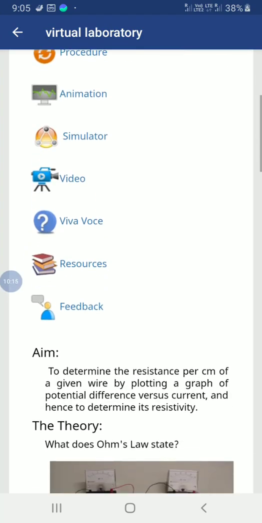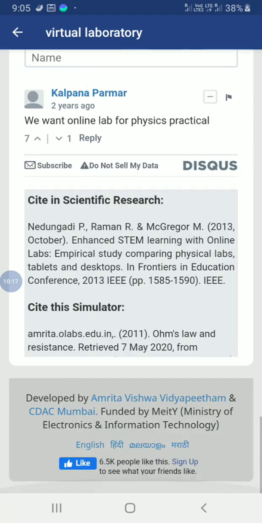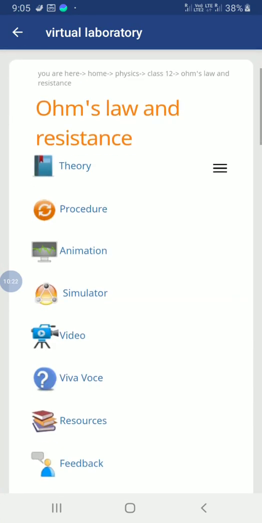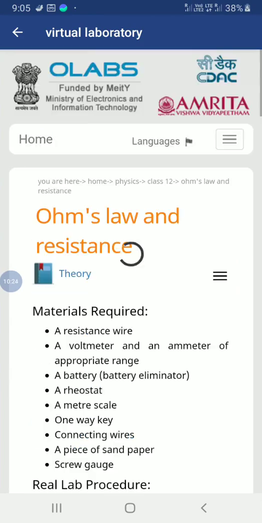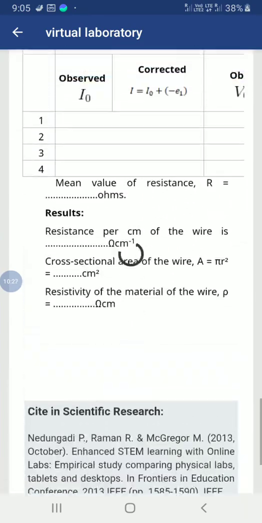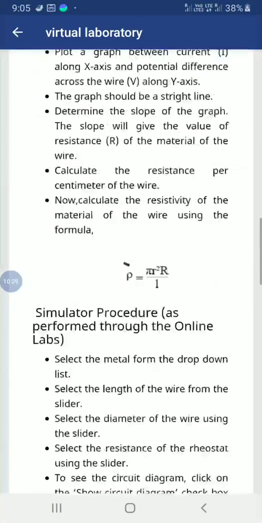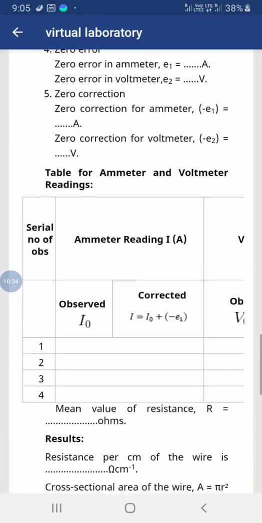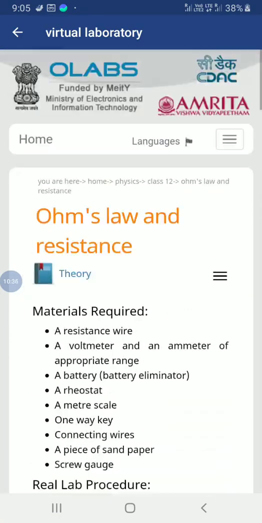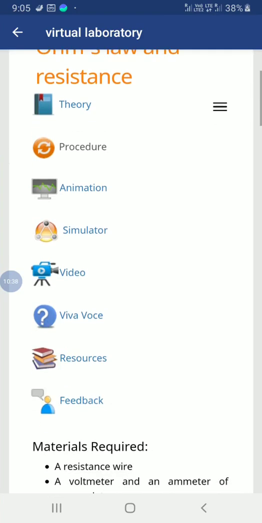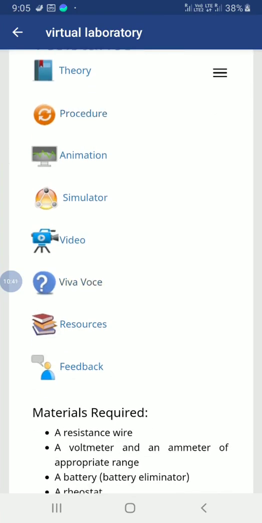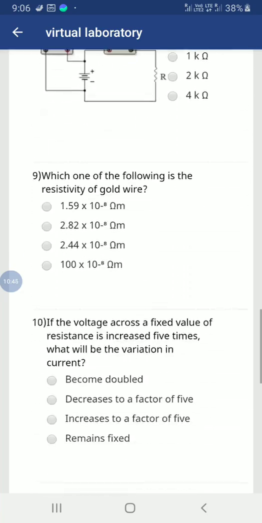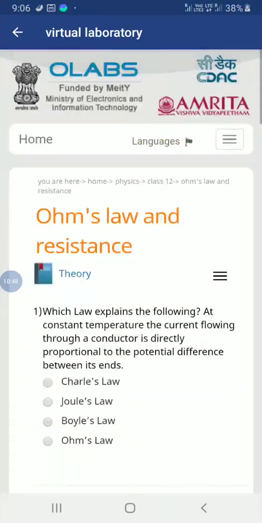Now here when you come to the graph, as you know, the graph will look like a straight line. So when you click the procedure, you may see, and the final result will be written like this: result, resistance per unit length, resistivity, and everything you will be writing. And you have some Viva Voce questions also. Study all these questions, because for your board examination it will help you.